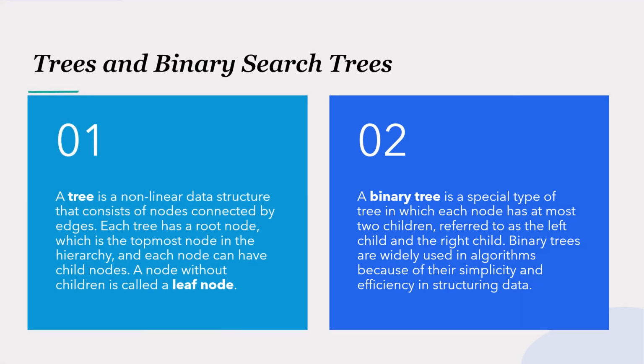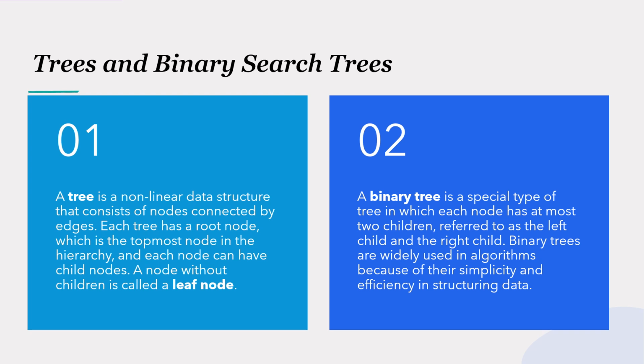Trees and binary search trees. In this chapter, we will dive into more complex data structures, trees and binary search trees, BSTs. Trees are hierarchical structures that are essential in solving a wide range of problems in computer science. Introduction to trees. A tree is a nonlinear data structure that consists of nodes connected by edges. Each tree has a root node, which is the topmost node in the hierarchy, and each node can have child nodes. A node without children is called a leaf node.